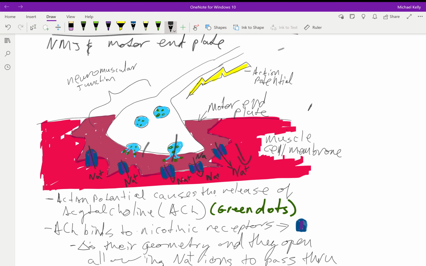Next, we have the action potential travels down here to this particular neuromuscular junction, and these vesicles filled with acetylcholine come out and hit these nicotinic receptors and open them up and allow the sodium ions to pass through to the muscle cell membrane.